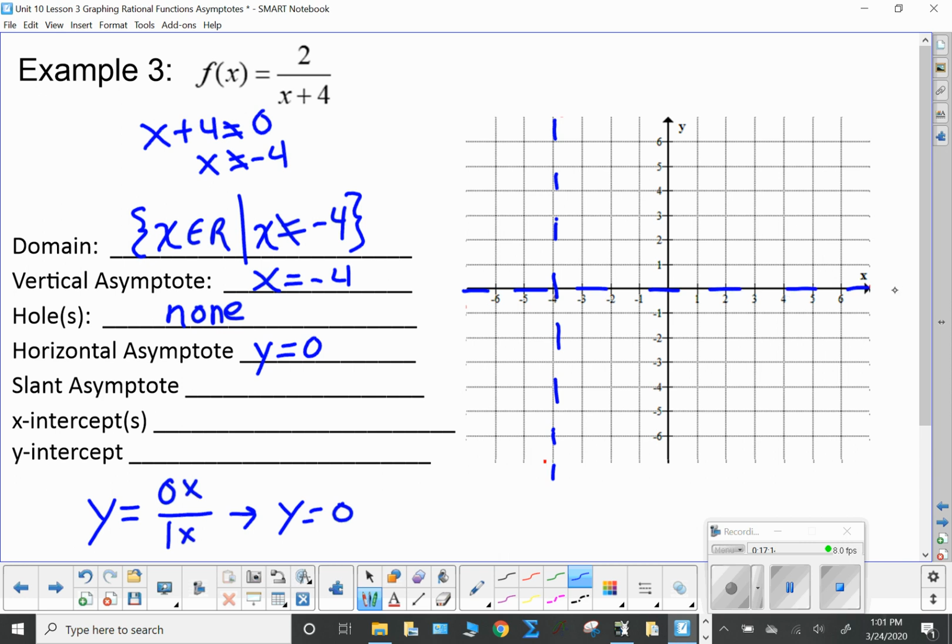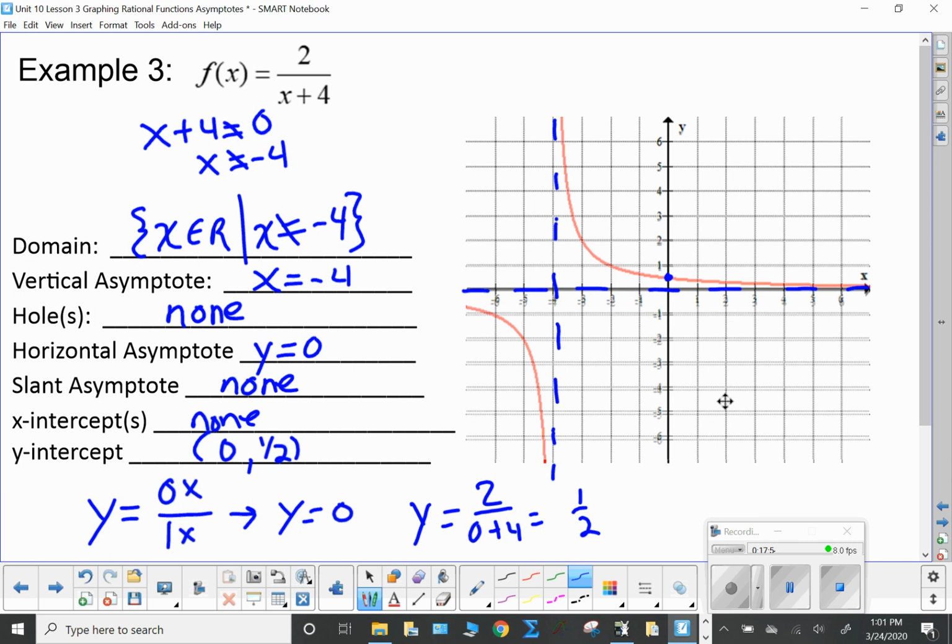I go graphing that guy. My slant asymptote, there is none because I have a horizontal. X-intercepts. If I make y 0, y is equal to 2 divided by something, that means I'm never going to get 0. So there is none. My vertical asymptote is at x equals -4. Now I put 0 in for x. So y is equal to 2 over 0 plus 4, which is 1/2, or 0 and 1/2. And if I've lined these lovely graphs up right, boom.